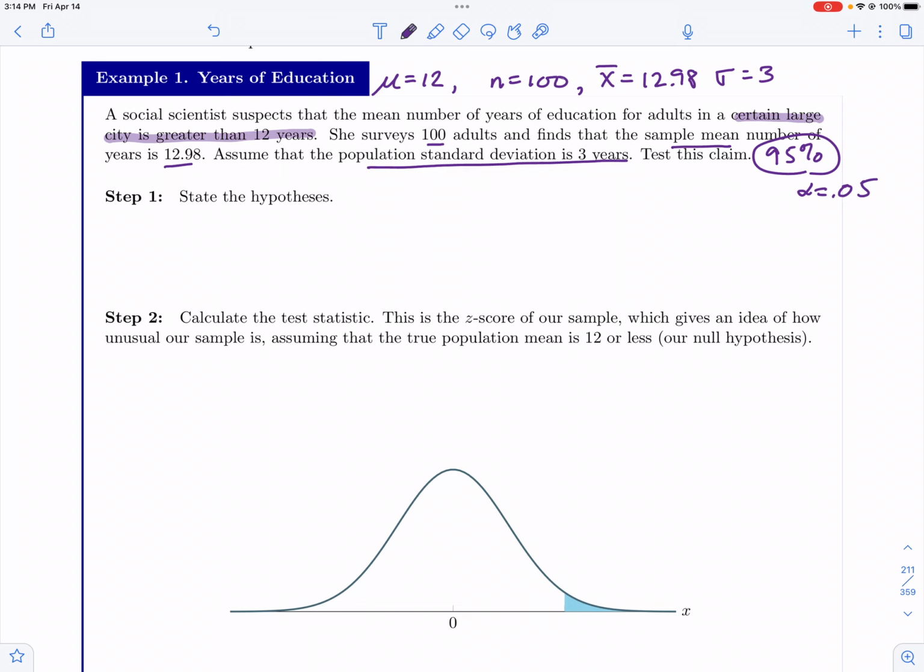All right, so let's first start off with our step 1. Let's figure out what our claim is. Our claim is that the certain large city is greater than 12. That means our H1 is going to be mu is greater than 12. Our H naught is going to be mu is less than or equal to 12.